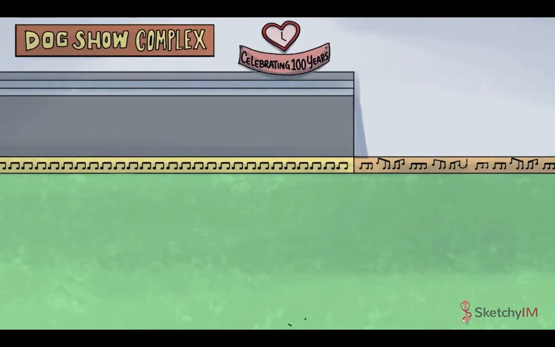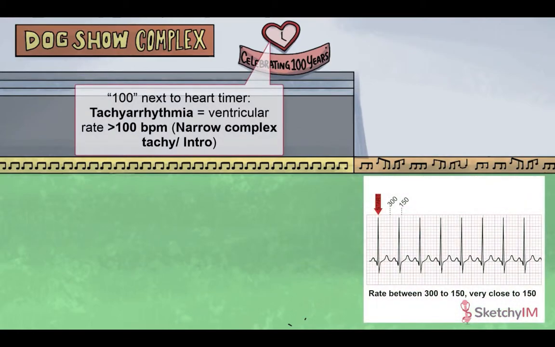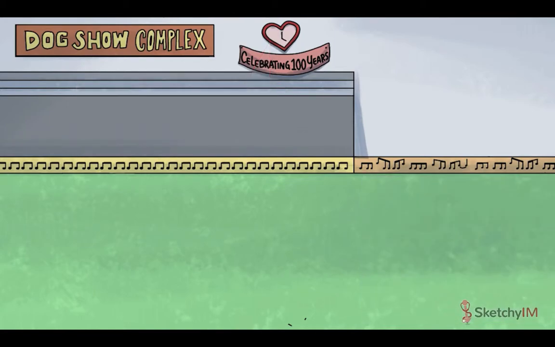Well, on the ECG, first evaluate the rate. The normal resting adult heart rate should be between 60 and 100 beats per minute, although sometimes it's much lower in a healthy young patient or in athletes. Tachyarrhythmias are abnormal rhythms with a ventricular rate over 100.